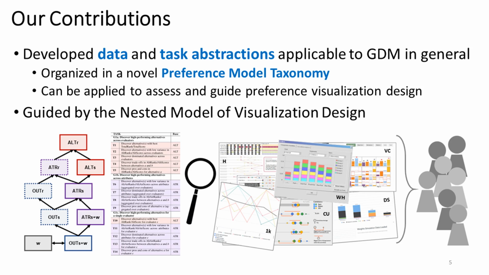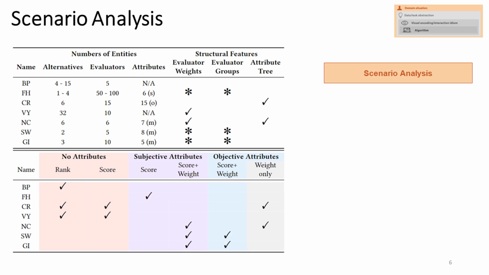In this work, guided by the nested model, we have developed such a framework, consisting of data and task abstractions that are applicable to GDM in general. A key feature of our framework is a novel preference model taxonomy that organizes preference models into a hierarchy of classes. Our framework can be used to assess and guide the design of preference visualizations.